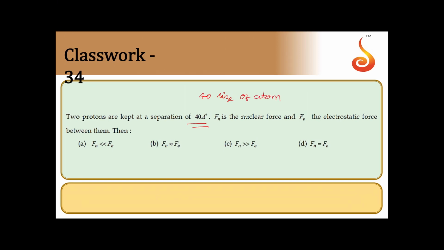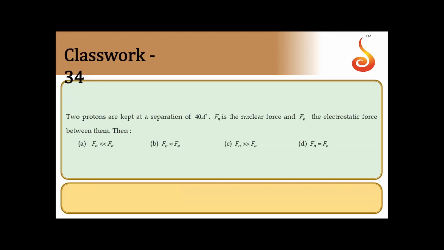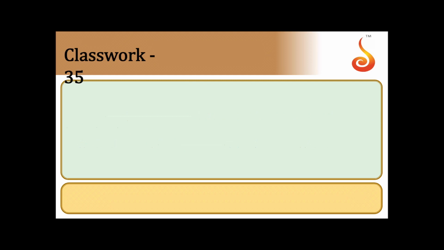So at this distance, nuclear forces will be 0. So they are not at all there. So electrostatic force should be much greater than the nuclear force, or nuclear forces must be very much less than electrostatic force. It should be option A, because at such large distance, nuclear forces do not act. They are short range forces. So it should be option A.